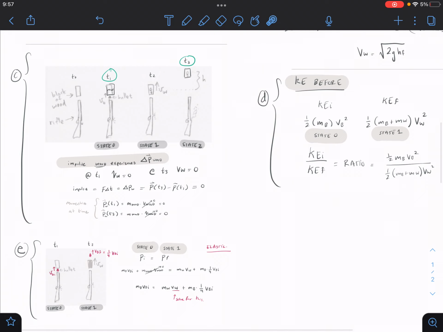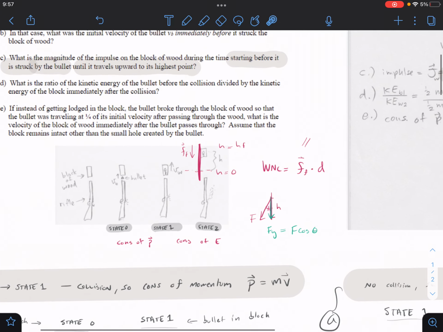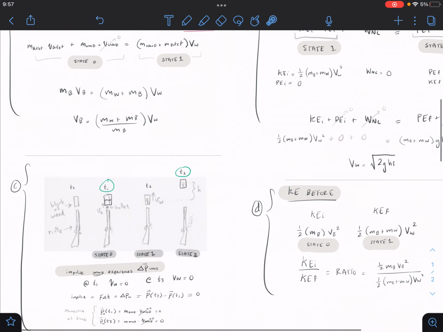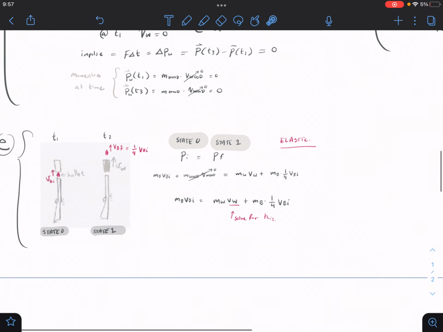Okay, then the last piece, it says, instead of getting lodged in the block, the bullet broke through the block of wood so that the bullet was traveling at 1/4 of its initial velocity after passing through the wood. What is the velocity of the block of wood immediately after the bullet passes through? Assume that the block remains intact other than the small hole created. So it's going to pass through, okay, and then they'll both be moving.